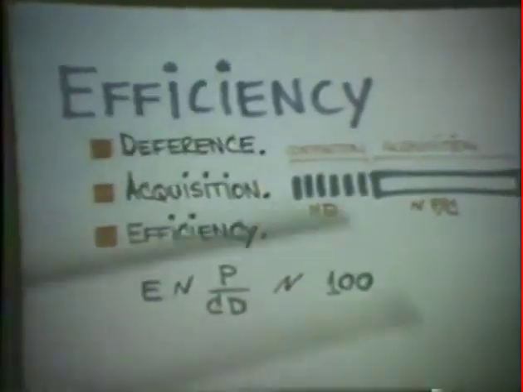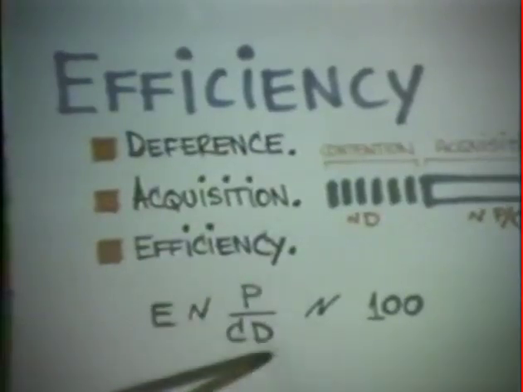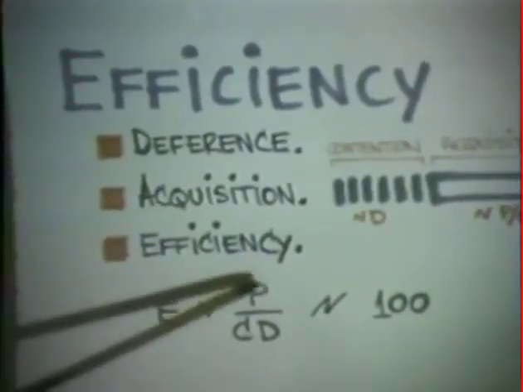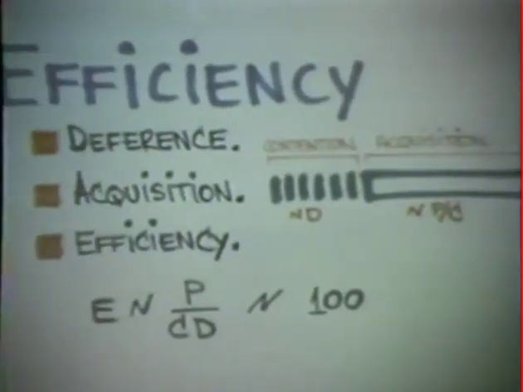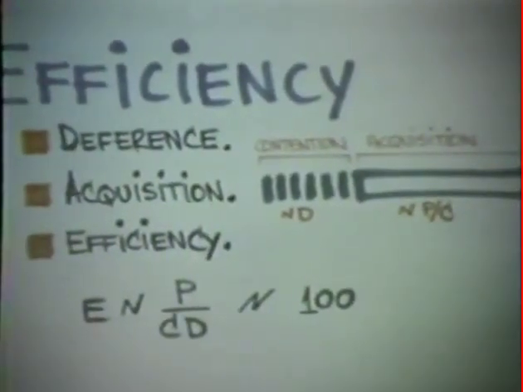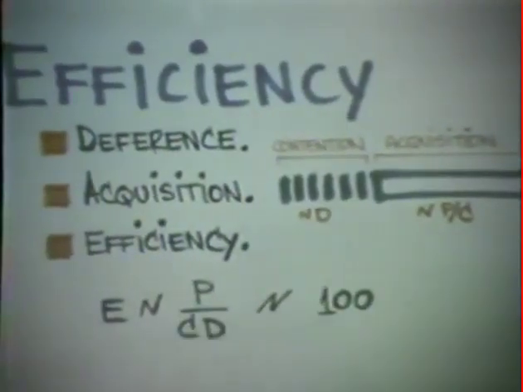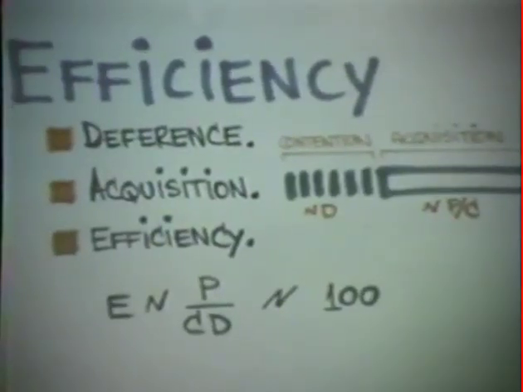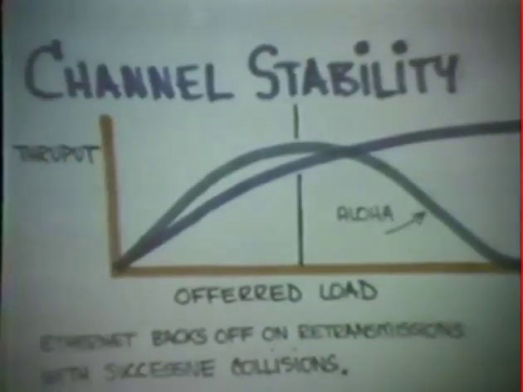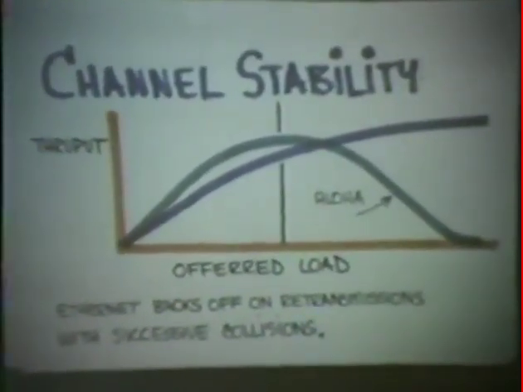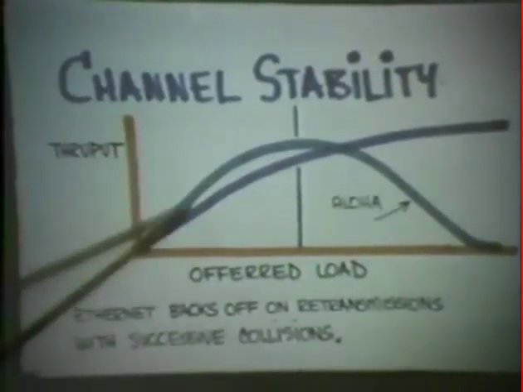The efficiency of an Ethernet, and I will go through a mathematical model in the next tape, can basically be measured in terms of the ratio of packet duration to end-to-end propagation time. And for the parameters of the experimental Ethernet, that is 1 kilometer, 3 megabits per second, using 4,000-bit packets, it turns out that the efficiency is almost up to 100%, certainly above 95%. In the next tape, I'll be describing the stability of the Ethernet channel as opposed to that of the Aloha channel.